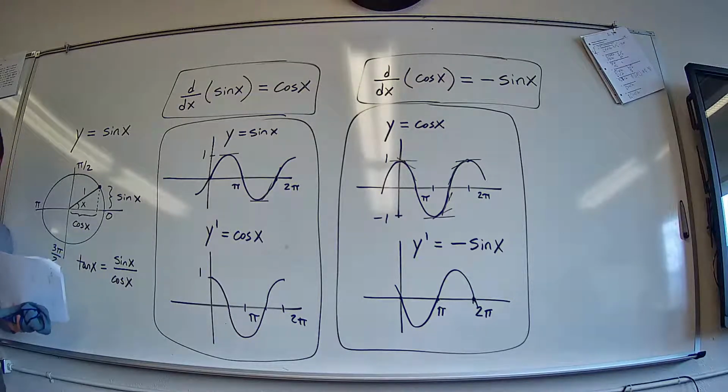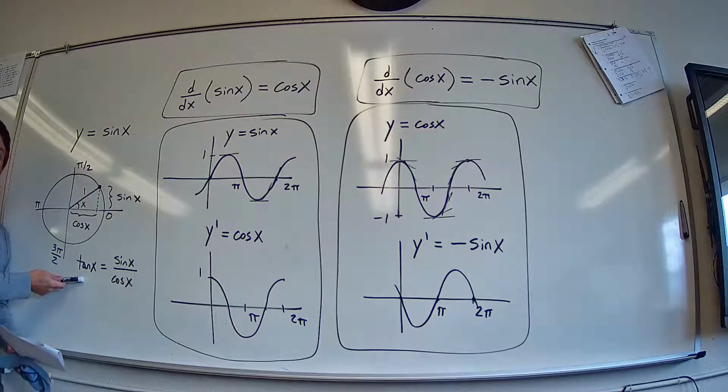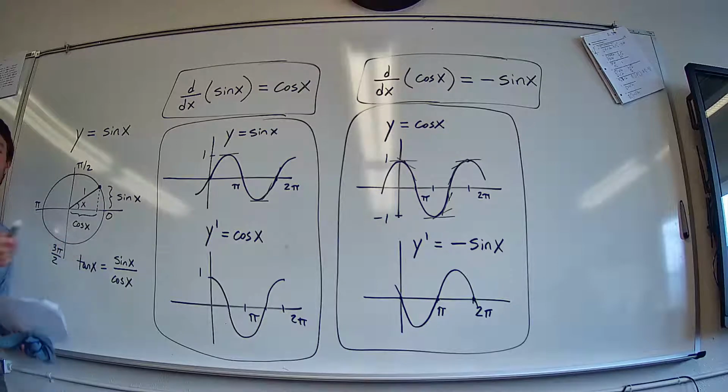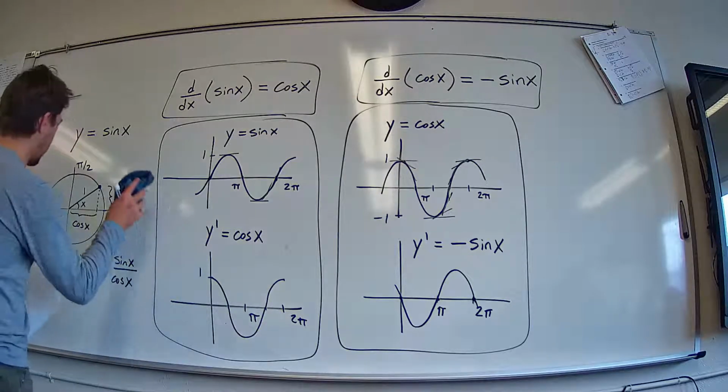Well, you can use sine divided by cosine and just take the derivative. What rule should I use here? The quotient rule. So let's do that.